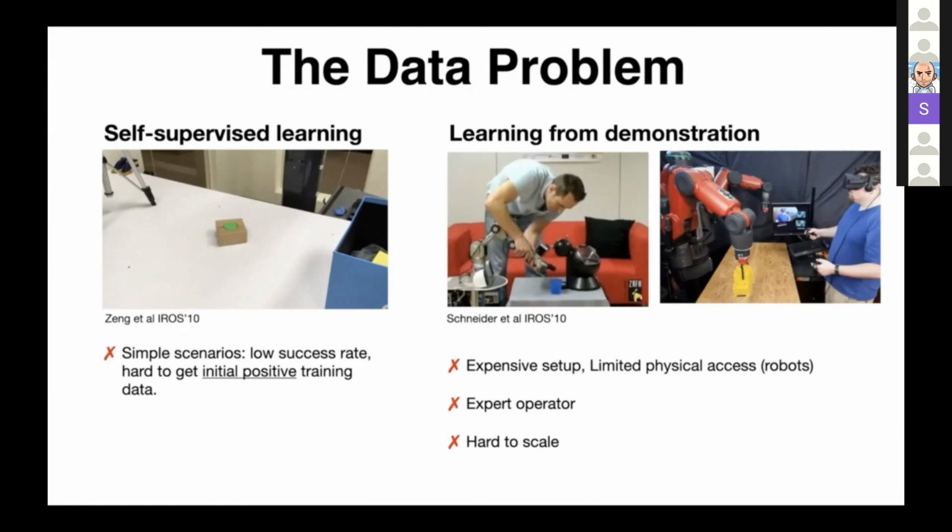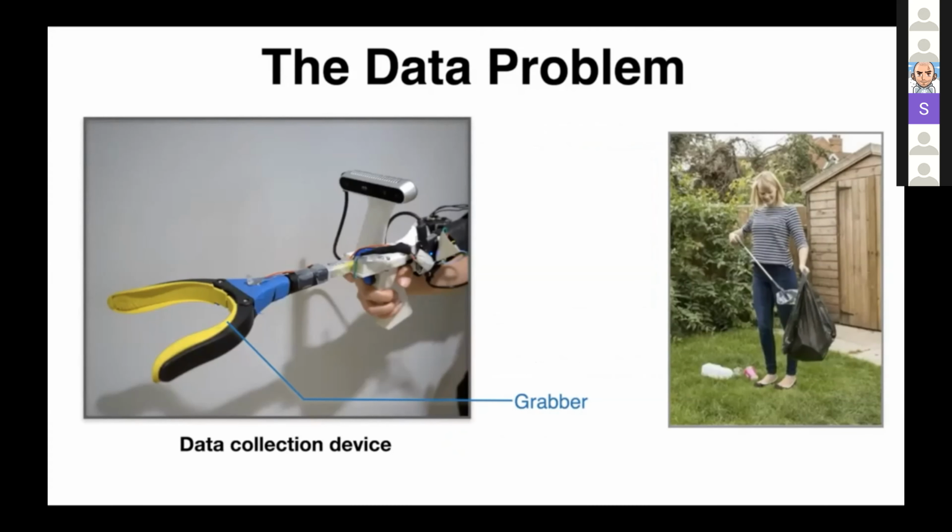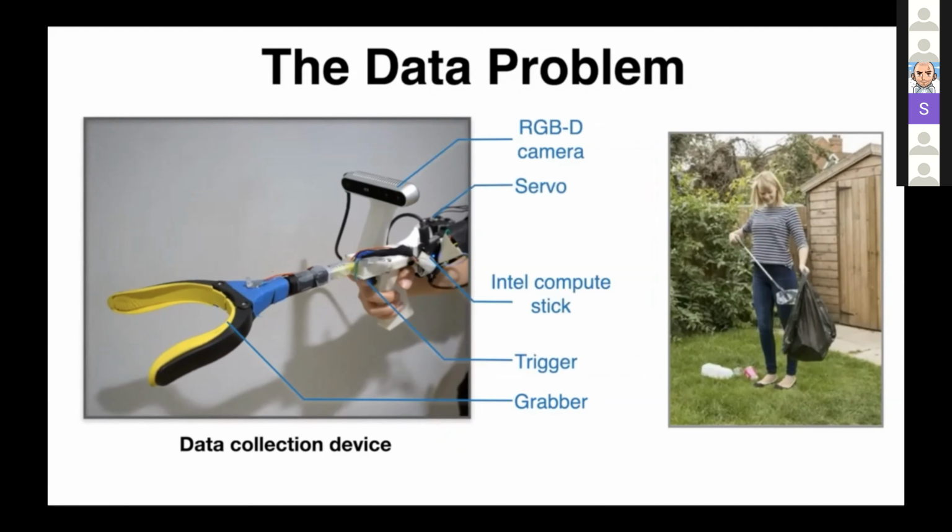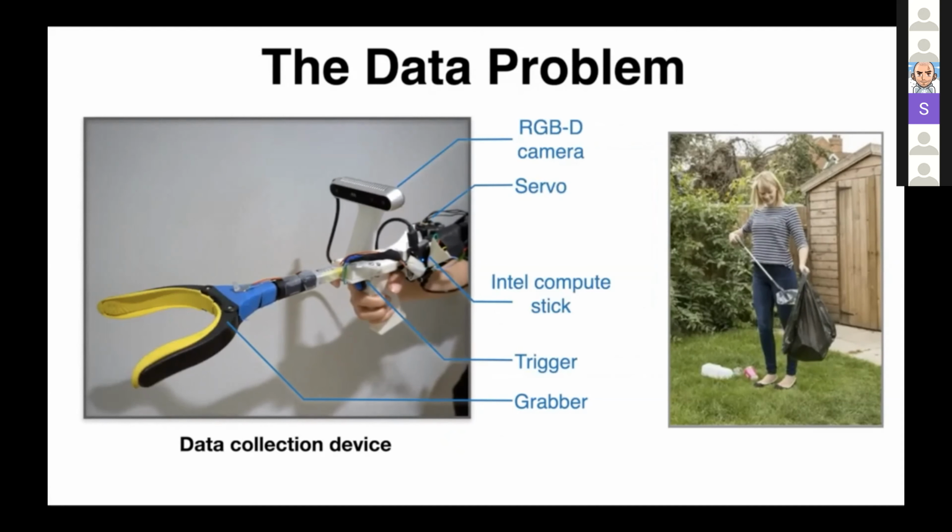Learning from demonstration is an easy way to solve this problem, but it requires an expensive setup and an expert operator that knows how to control a robot, which makes it hard to scale up. So to address this issue, we made a very simple hardware device for collecting grasp demonstrations. This device is made of a plastic grabber tool that you can easily buy from Amazon for $20, and we add a wrist-mounted camera to capture RGBD videos.